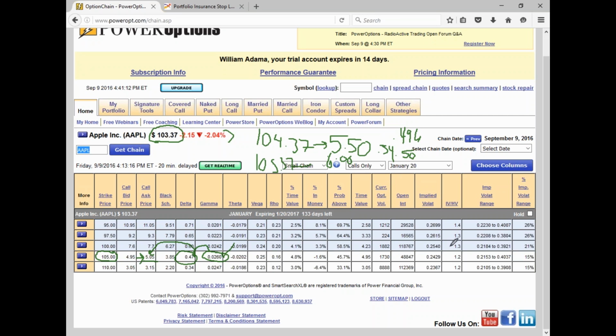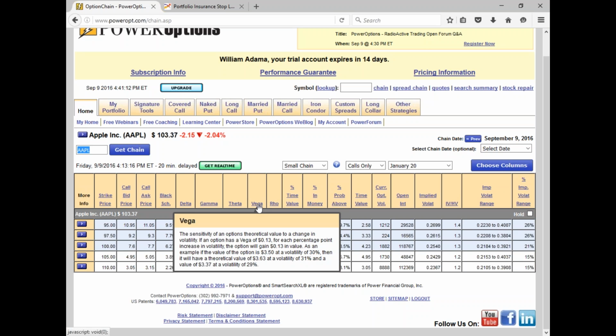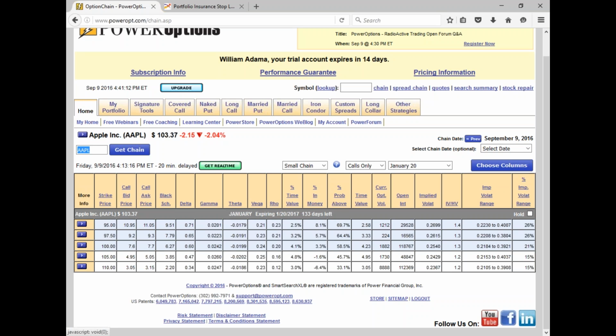Okay, now, anytime you're on Power Options and you have a question about this type of criteria, remember you can always simply hover over the description there or the link on the option chain or on a search, and you'll get a definition. Okay, Vega. Well, first let me go back to gamma. How is gamma used? Okay, it's the change in delta.